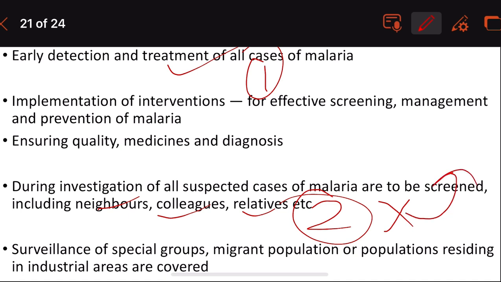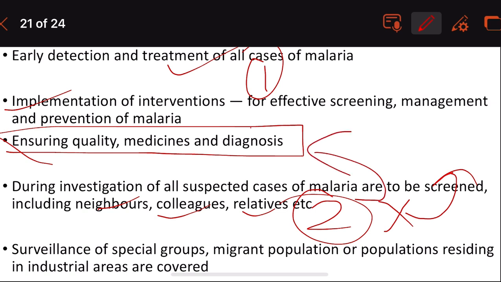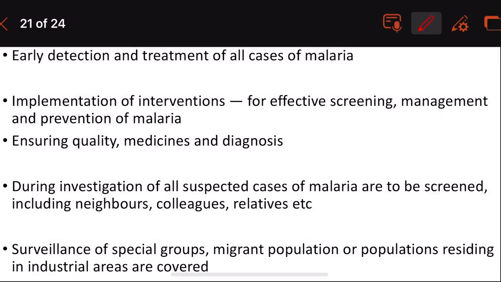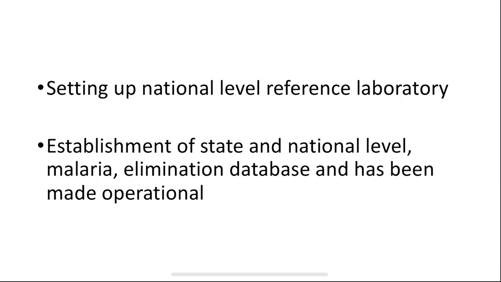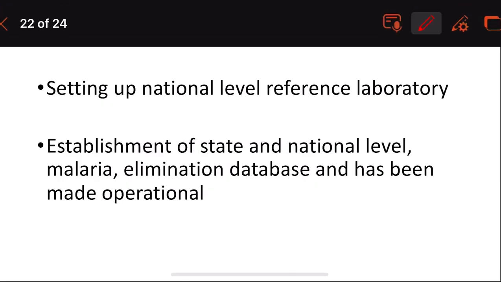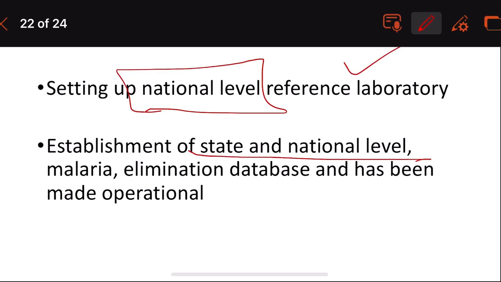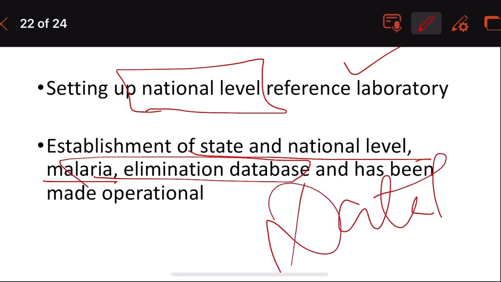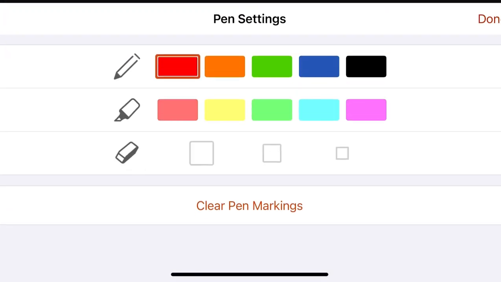In case you find out, notify the case, and then once the case is detected, you need to perform the proper diagnosis and give quality medicines to them. Okay, and effective screening, management and prevention of malaria is done, and also the surveillance is performed on the migrant population and people residing in the industrial areas. And we are setting up national level laboratories and state and national level malaria elimination databases. Okay, one is laboratory and the other one is database, and both have been made operational.